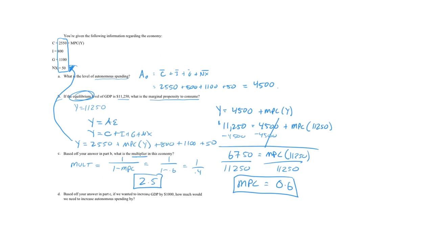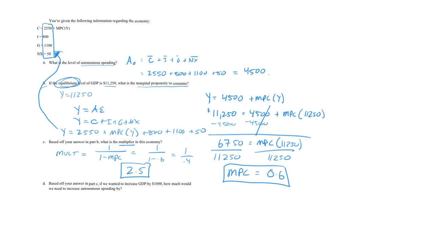I'm going to make this just slightly smaller here, so I have some room at the bottom to do the last part D. Based off this answer, I want to increase GDP by 1,000. How much do I need to increase autonomous spending by? And what we know about that is my change in GDP is going to equal my change in autonomous spending times this multiplier. And so we can go ahead and plug in, we want my GDP to change by 1,000. My change in autonomous spending is what I don't know. And my multiplier is 2.5. Divide both sides by 2.5.